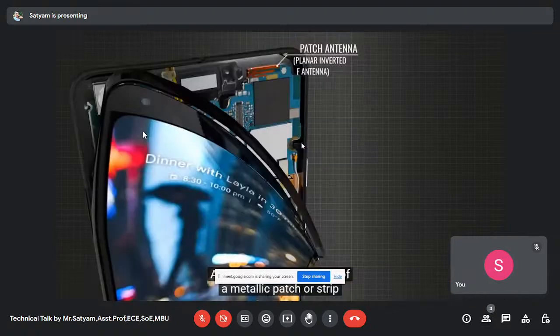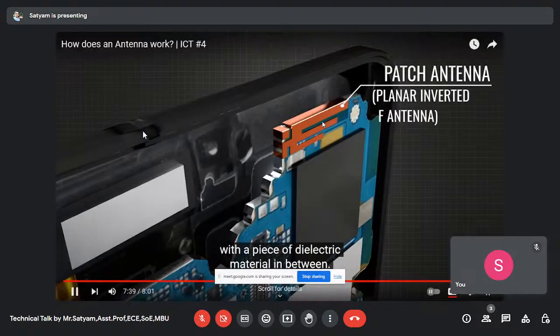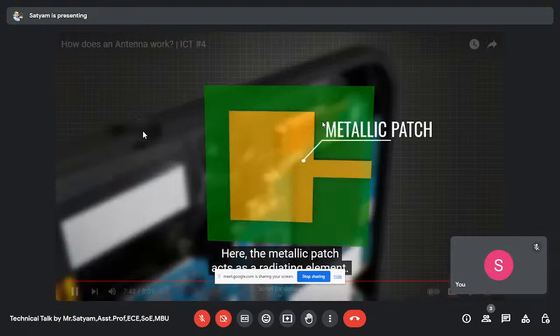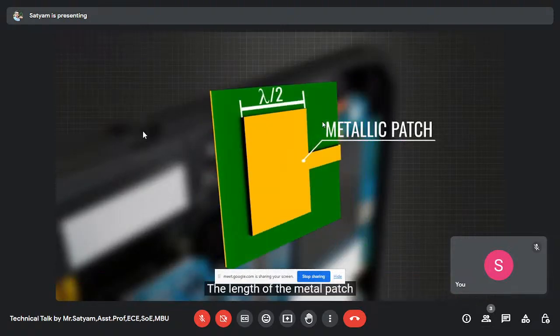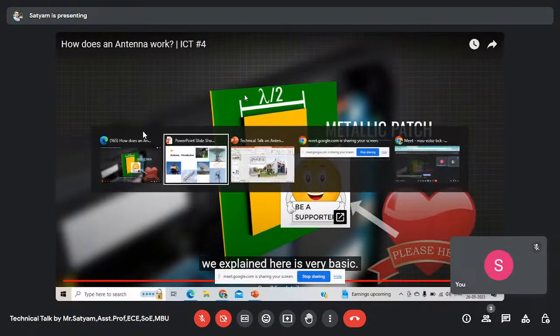A patch antenna consists of a metallic patch or strip placed on a ground plane with a piece of dielectric material in between. Here, the metallic patch acts as a radiating element. The length of the metal patch should be half of the wavelength for proper transmission and reception. Please note the description of the patch antenna we explained here. So with this, it is completed.